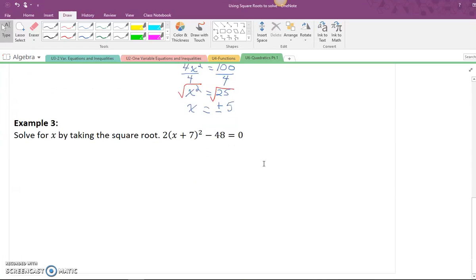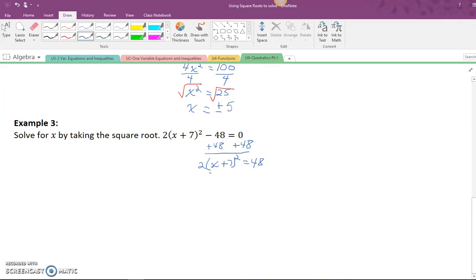Okay guys, let's take a look at our last example down here. Notice it's a bit more involved, but the process is still the same. To begin with, we're going to isolate this squared expression. So here I'm going to add 48 again. So I've got 2 times x plus 7 squared equals 48.